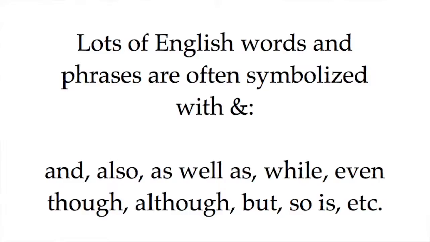When we symbolize ordinary English sentences, there are actually a lot of ordinary English words and phrases that we symbolize with an and sign. It's not just the word and. So, for example, the word and, the word also, the phrase as well as, the word while, even though, although, but, so is, all of these words or phrases are typically symbolized with an and sign. And you can see this if you look at this list of sentences here.